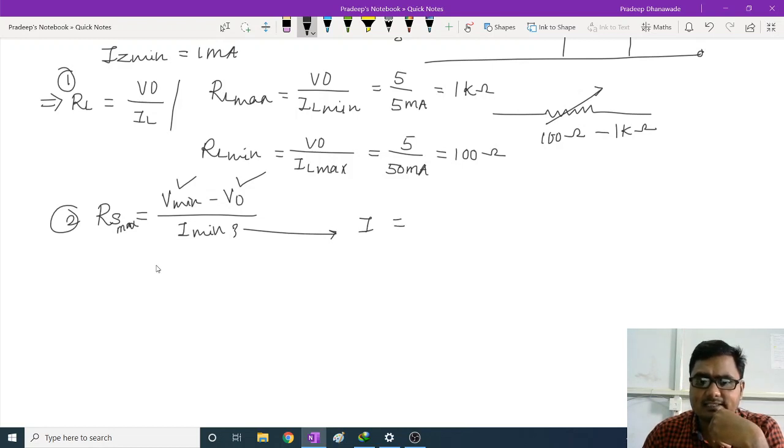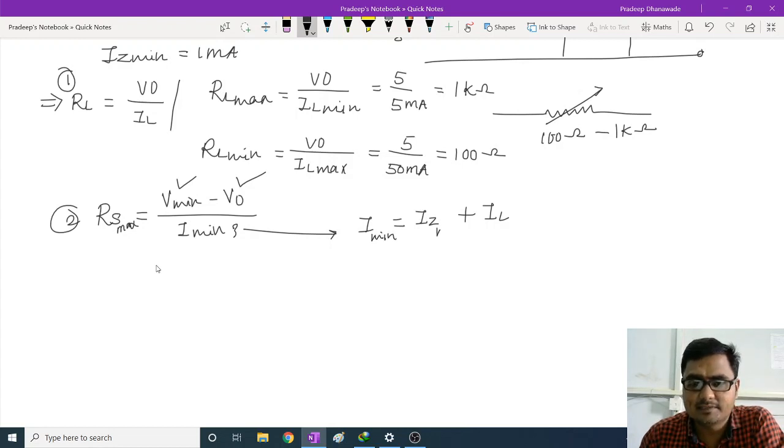We know the equation. I is equal to what? I is equal to IZ plus IL. I can use this. Now I want I minimum, so I will write it as I minimum. When I is minimum, IZ must be minimum because those two are in proportion. IZ changes with I. And when IZ is minimum, IL must be maximum because this is inversely proportional. We had a discussion about that.